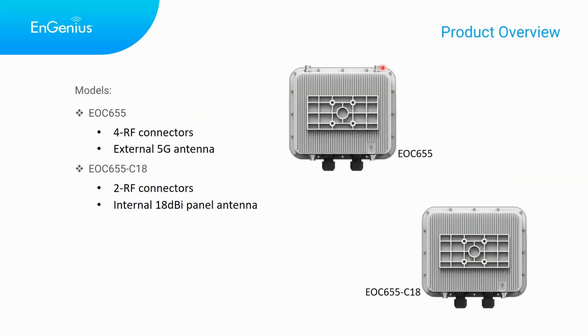So we're launching with 2 products first. One is the EOC 655, which is equipped with 4 external antenna connectors, which you can use with any type of antenna in the market. You can use a patch antenna, a dish antenna, or a sector antenna, depending on the requirement. And then we have the other model, EOC 655-C18, which comes with a built-in 8 dBi panel antenna. So straight away from the C18, you can have a bridge connection.